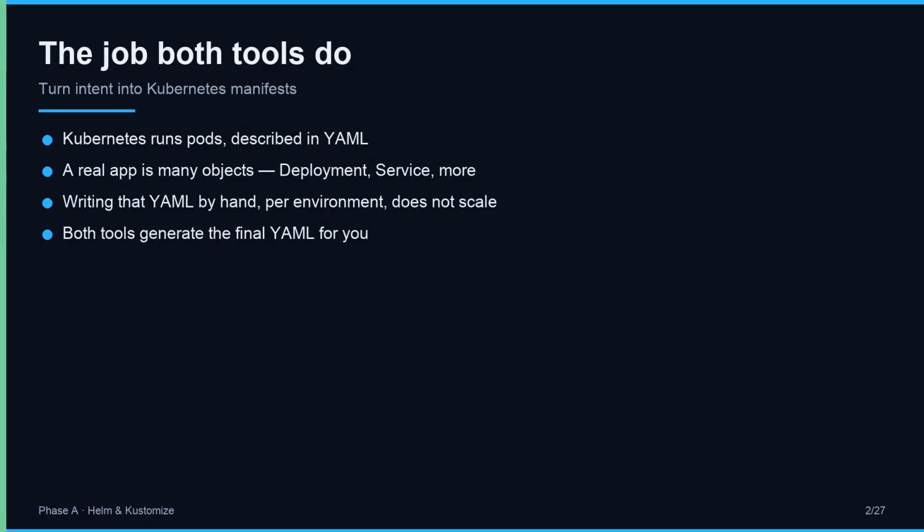What job are Helm and Kustomize actually doing? The same job. Kubernetes runs pods, and every pod is described in YAML. But a real application is many objects at once, a deployment, a service, a config map, often much more. Writing all of that YAML by hand, for every environment, simply does not scale. So both tools exist to generate the final YAML for you, from something easier to maintain.